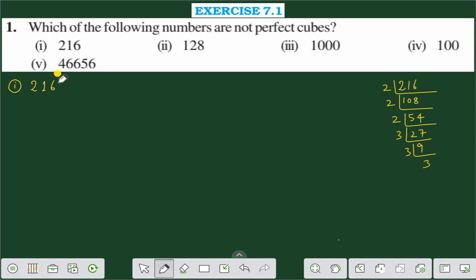Therefore we can write 216 is equal to 2 into 2 into 2, into 3 into 3 into 3. That means we are getting 2 to the power cube into 3 to the power cube.